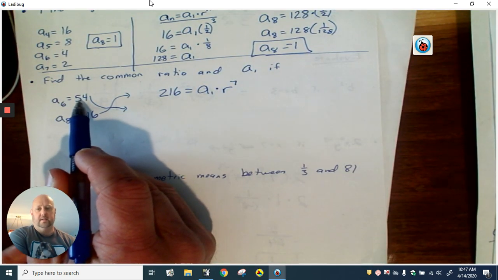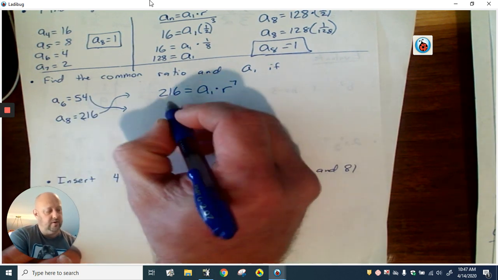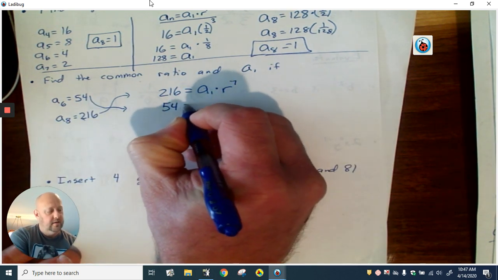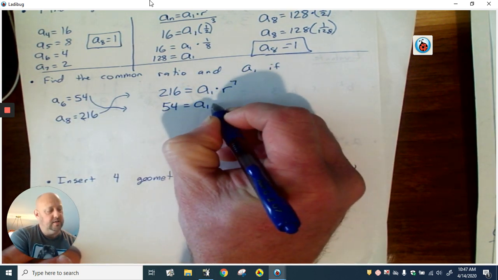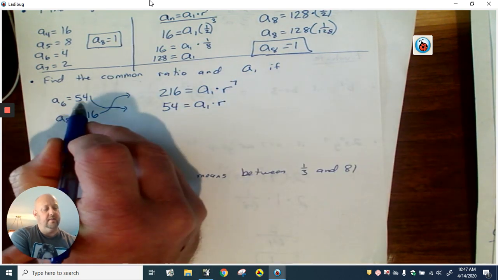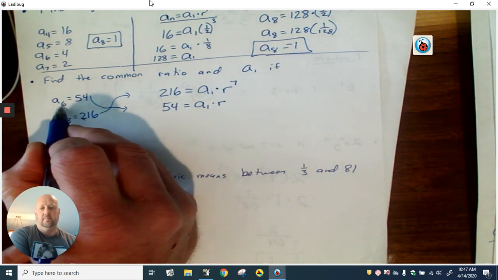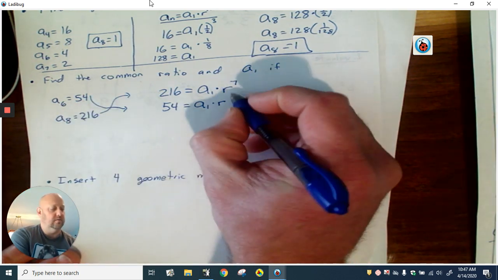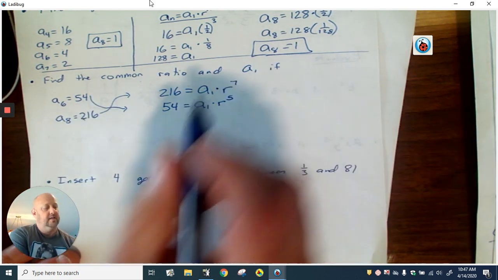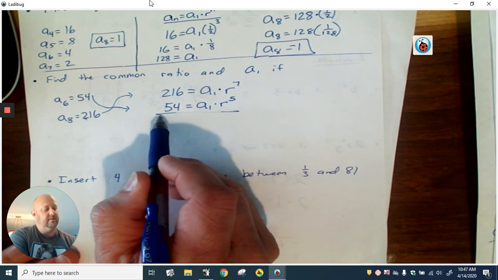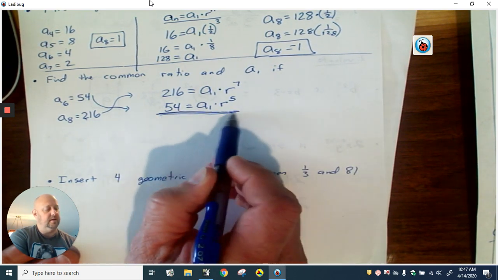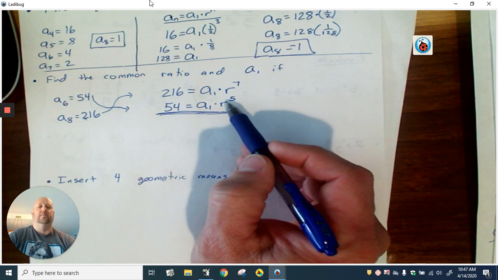Now, there must have been a different equation that equaled 54, okay? Again, I don't know my a sub 1 yet, I don't know my r, but at this point in time, my n value was 6, so my n minus 1 would be 5. Now, this is a little bit different of a system of equations because I'm dealing with exponents here.